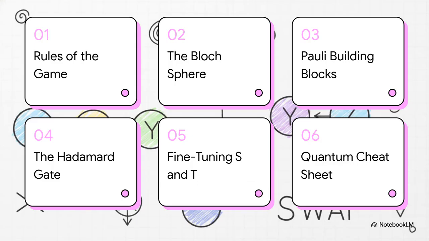Okay, let's dive into our roadmap for this masterclass. We'll start with the rules of the quantum game, then enter the Bloch sphere, hit the Pauli building blocks, check out Hadamard, the superposition superstar, do some fine-tuning with S and T, and finally, wrap it up with your quantum cheat sheet.